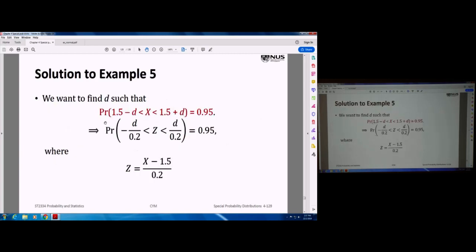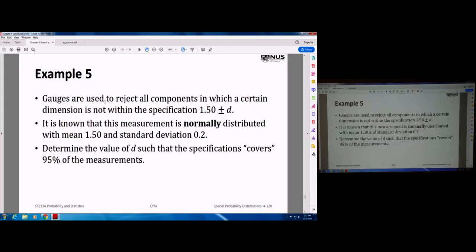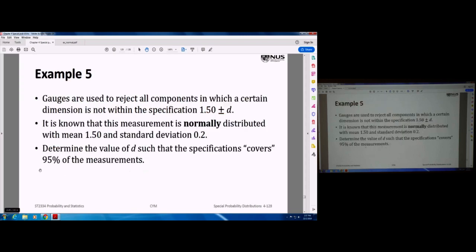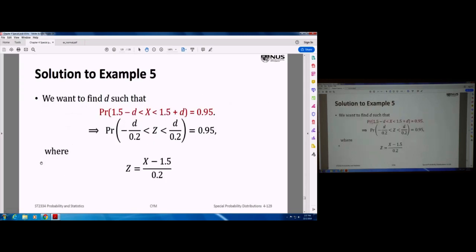That's the only question. So what we want to do is find d such that the probability that our random variable x is bigger than 1.5 minus d and less than 1.5 plus d. This is the specification, and our Gaussian random variable has this specification. Not only that, we want to find d such that this is equal to 0.95. So that's where this 95% comes from. So what do we do?